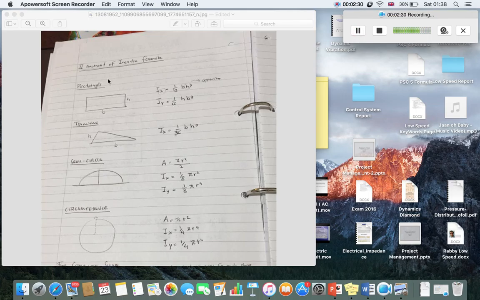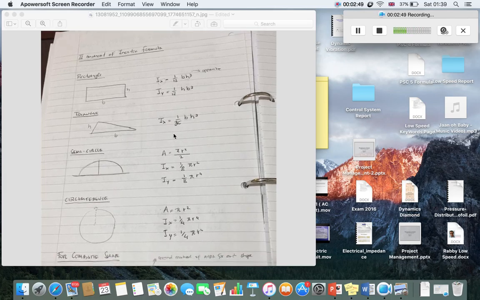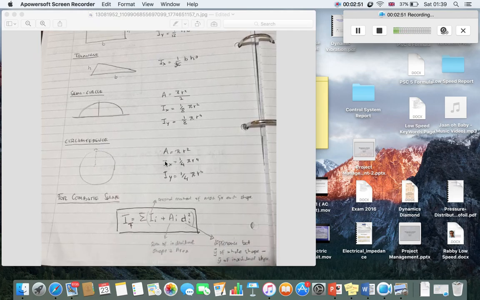And each figure has a different formula. The most common one is the rectangle, which is 1/12 base times height cubed for the x-axis, and for the y-axis it's just the opposite: if it's the y-axis then you cube the base. So that's how you do it. For the triangle, same, semicircle, composite.